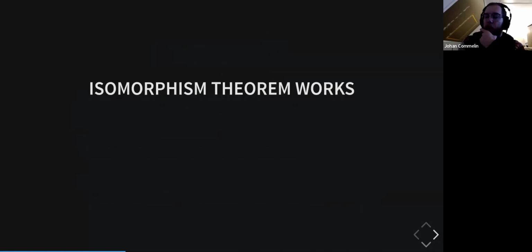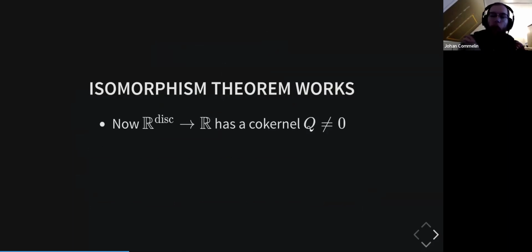And now the isomorphism theorem works. So if we apply this construction to the real numbers, then we get some condensed set, and we can apply it to the real numbers with a discrete topology, and we get another discrete condensed set. And there is a natural morphism between them. The kernel is trivial, so this map is injective as expected. And now it has a non-trivial co-kernel.